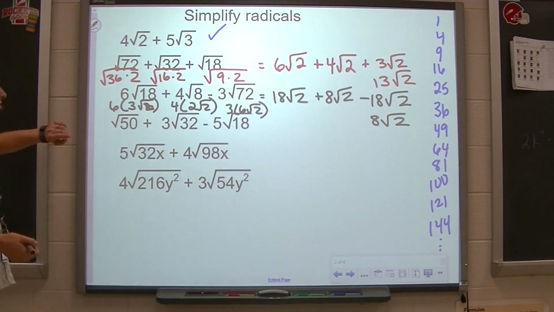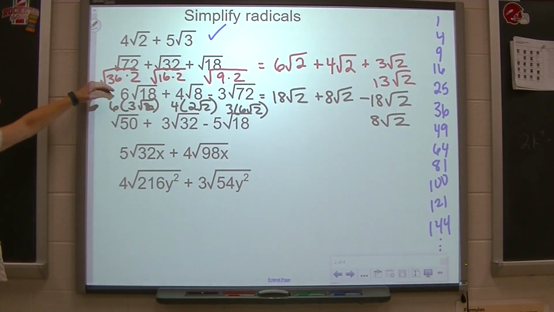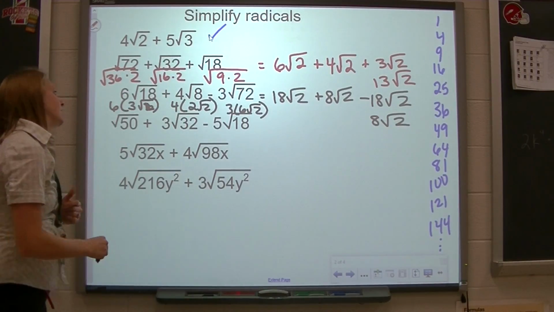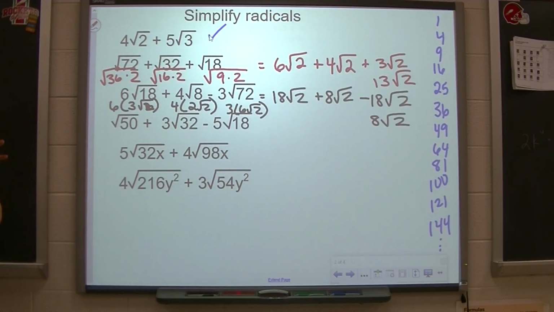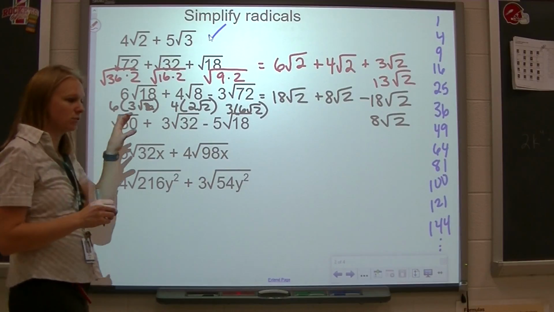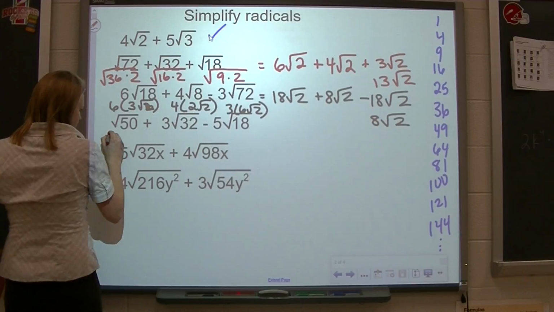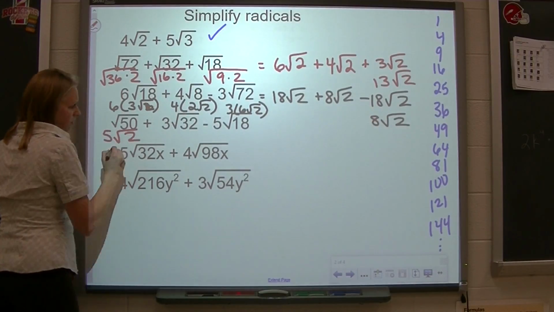Okay, this one is identical, another example of this one, just different problems. Square root of 50. Hopefully at this point we're a little bit stronger breaking down square roots. So the square root of 50 gets broken down to the square root of 25 times 2. And the square root of 25 is 5. So this is actually 5 radical 2.